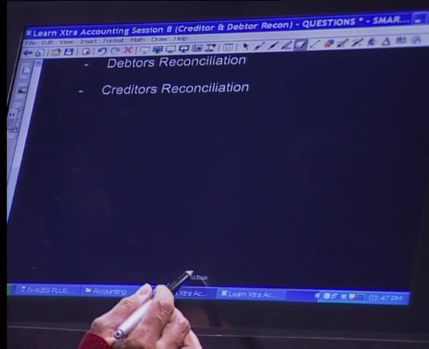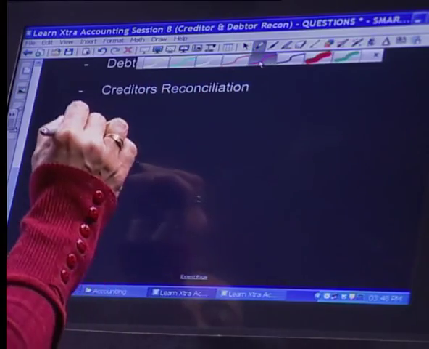And what I want to do, before I look at an actual question on debtors reconciliation, let's go back a bit in time. Let's go back to grade 10. Firstly, who are debtors? Absolutely correct. Debtors are people who owe the business money. Why do they owe the business money? Because the business allows them to purchase on credit. So let's look at debtors control as our starting point.